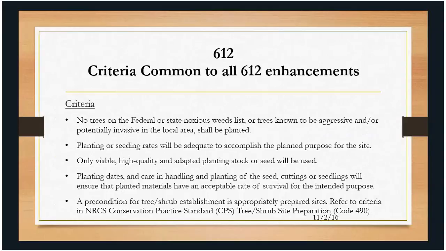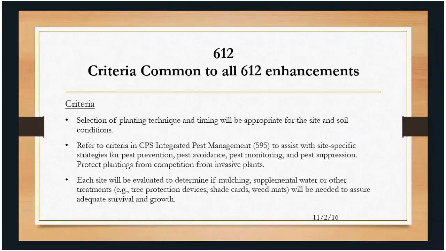A precondition of tree and shrub establishment is appropriately prepared sites. And we have a whole practice for tree and shrub site preparation that goes into things like reducing the weed competition and everything you have to do to prepare a site to plant a tree or a shrub. That cannot be ignored when choosing these 612 enhancements. More common criteria. The technique of planting and the timing will be appropriate for the site and soil.